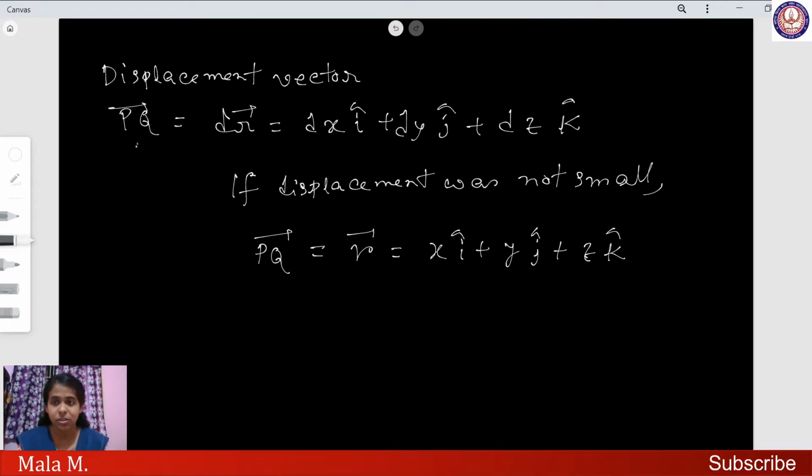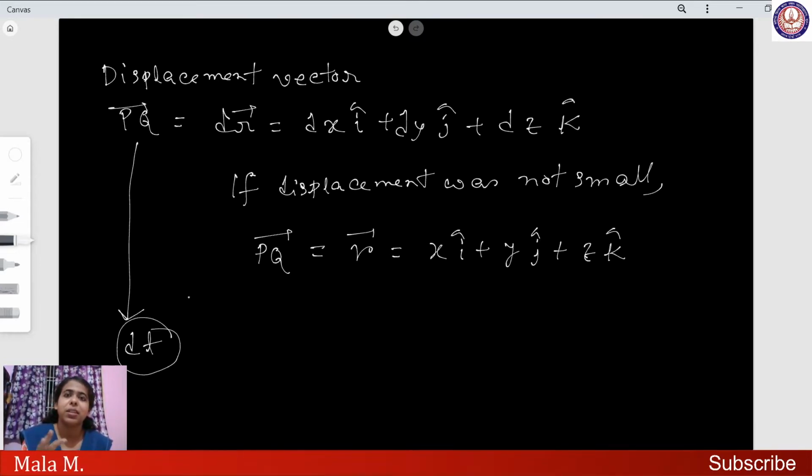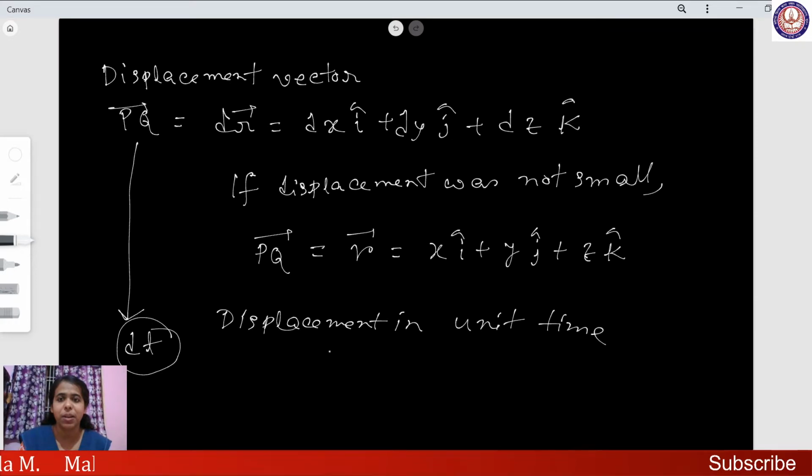Since this displacement occurred in time dt, what is the displacement in unit time? The displacement in unit time will simply be the total displacement divided by time. So we can write it as dx/dt i plus dy/dt j plus dz/dt k.